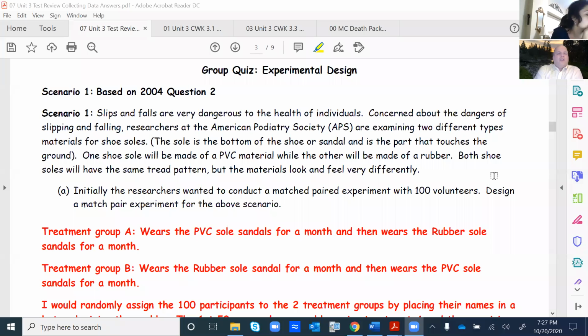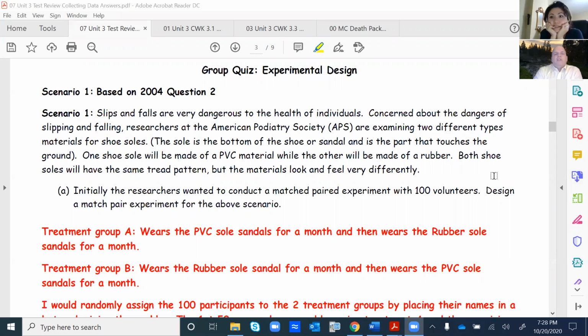So our question on our quiz was based on a 2004 question 2, and you may want to look that up, but I'm not going to go into details on it. But slips and falls are very dangerous to the health of individuals.